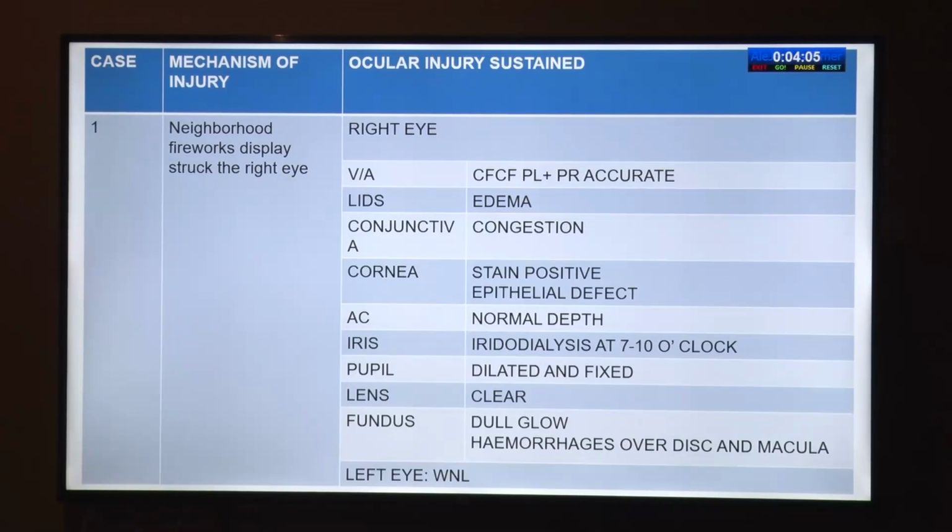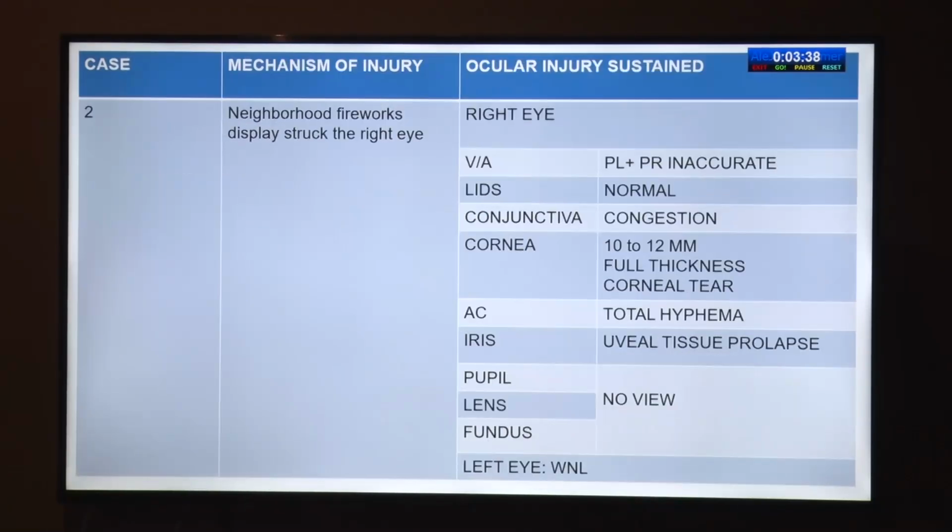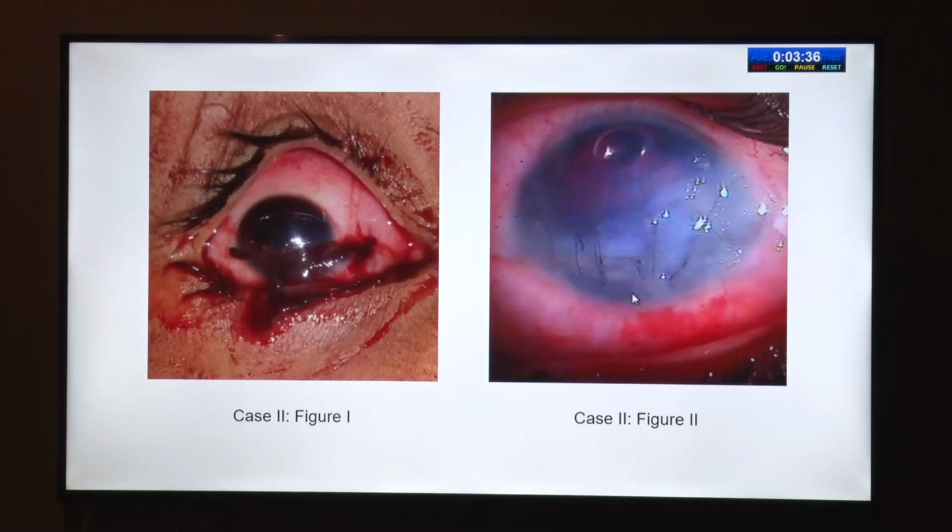The first patient was hurt during a neighborhood firecracker display. In the right eye, on examination, the visual acuity was counting fingers close to face, PL positive, PR accurate. There was edema in the lids and congestion in the conjunctiva. The cornea was stain positive. There were a few epithelial defects. AC had a normal depth. In the iris, there was iridodialysis at the 7 to 10 o'clock position, right here.